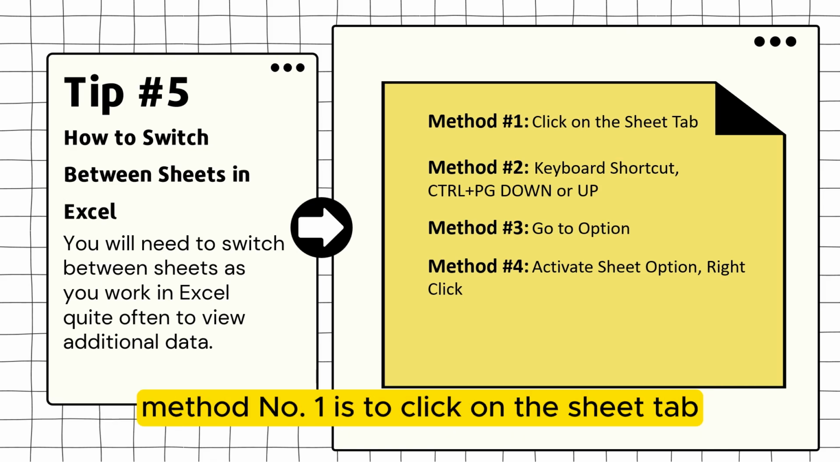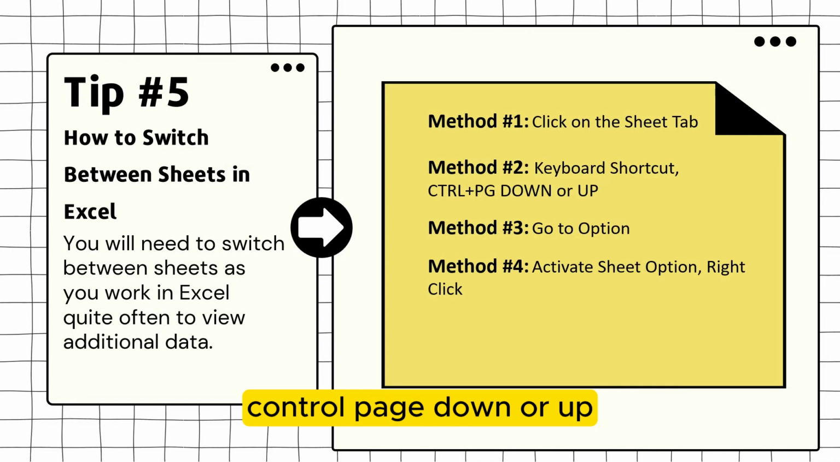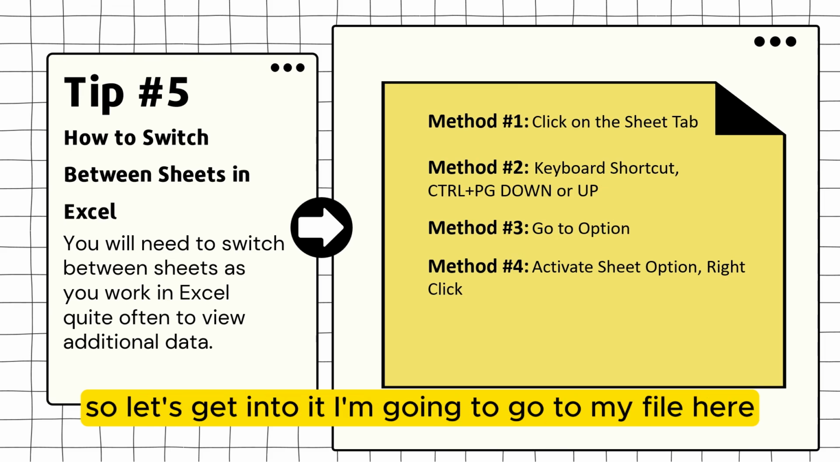Method number 1 is to click on the Sheet tab. Method number 2 is a keyboard shortcut, Control page down or up. Method number 3 is the Go To option. Method number 4 is Activate Sheet option, right click. So let's get into it.